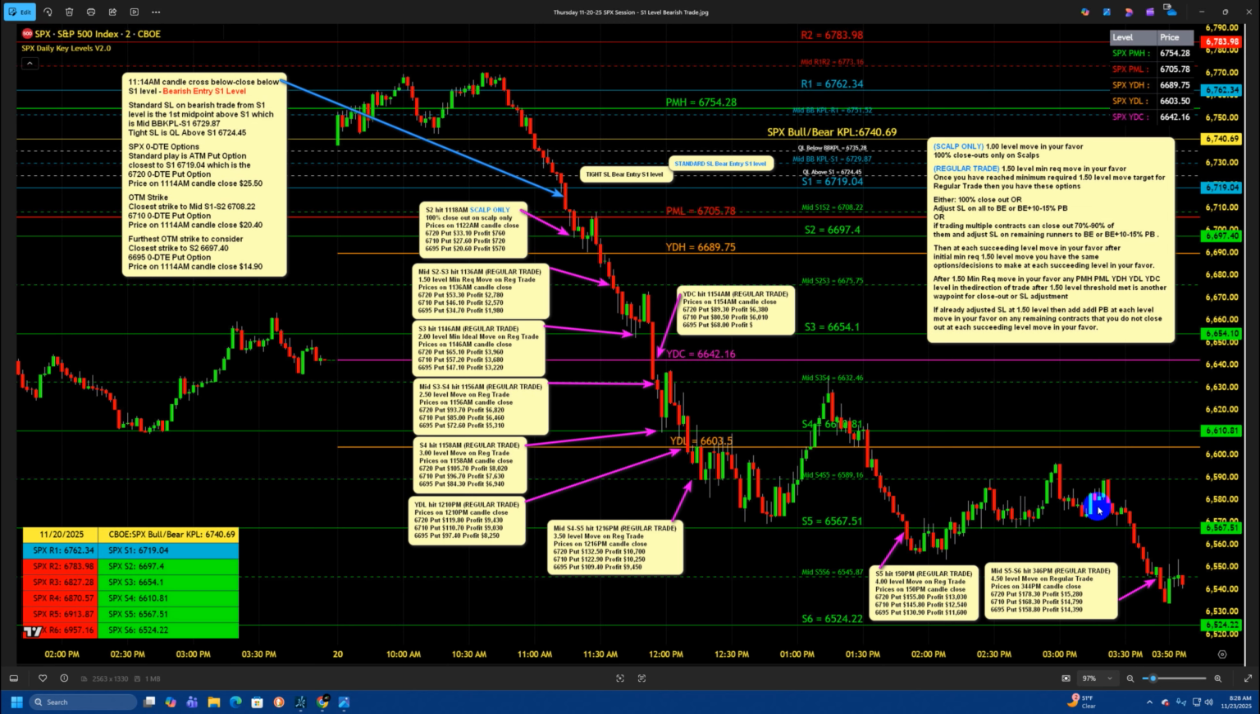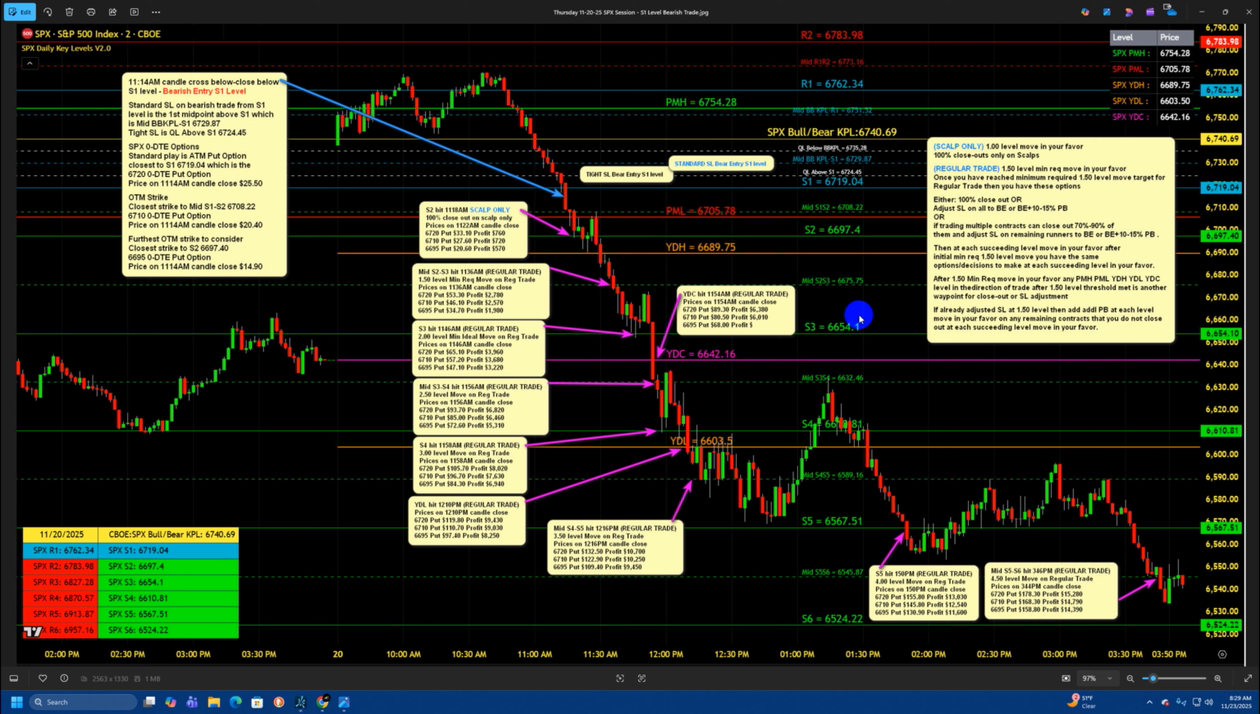If you did happen to have any contracts that stayed in this trade later on in the session at 3:46, with only 14 minutes to go in the session, on this candle here, you had the mid S5 S6 hit, now a 4.5 level move in your favor from this S1 bearish trade. 67.20 put, 178.30, profit $15,280 per option. 67.10 put, 168.30, profit $14,790 per option. 66.95 put, 158.80, profit $14,390 per option.